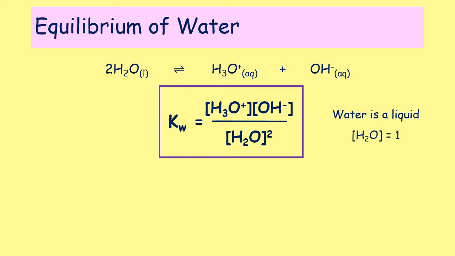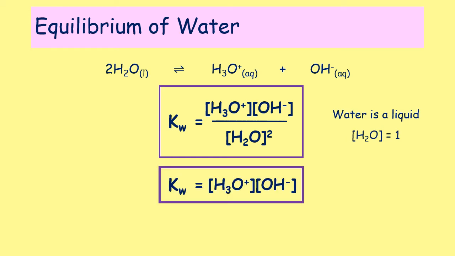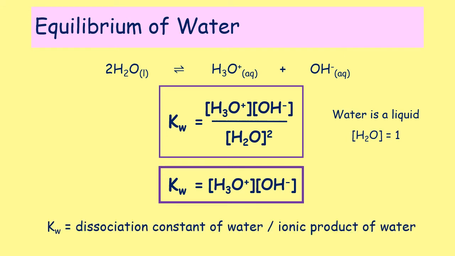If we simplify it to 1, we can simplify the whole expression Kw to [H3O+], hydronium, multiplied by [OH-], hydroxide. So it's been simplified to the product of two ions. That's why Kw is often not called the equilibrium constant for water. It's sometimes called the ionic product of water because it is the product of the two ions that form in water. But it can also be called the dissociation constant of water. And it's Kw.